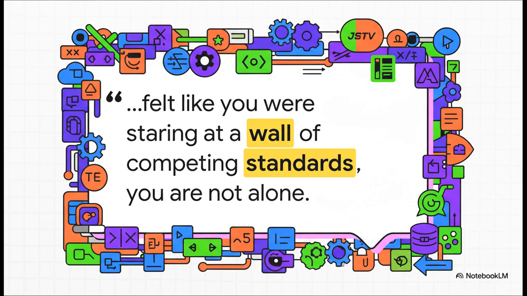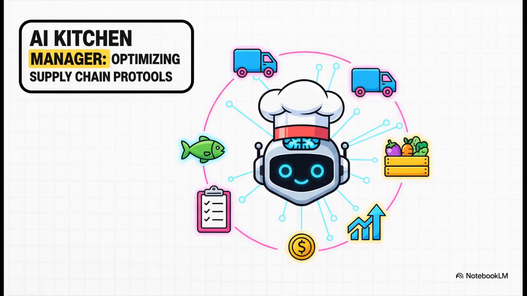The good news is, each of these protocols solves a really specific problem, and today, we're going to demystify the whole thing. And to make this all make sense, we're going to do something fun. We're going to build an AI agent from scratch. And our big mission? We're going to train this agent to become a super capable kitchen manager for a restaurant.